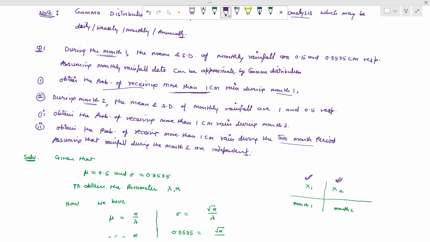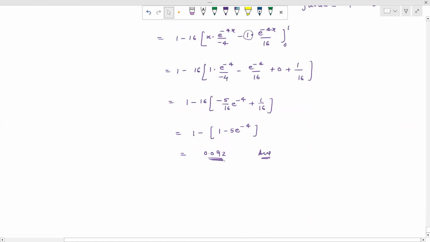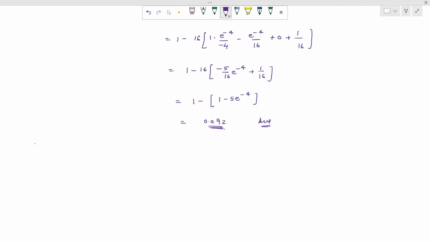For month 2 also, separate values are given: a different mean and a different standard deviation. So we start afresh. That means we do the second part. So here we solve the second part. Given mean mu, mu is equal to 1 centimeter, and the standard deviation sigma is equal to 0.5.